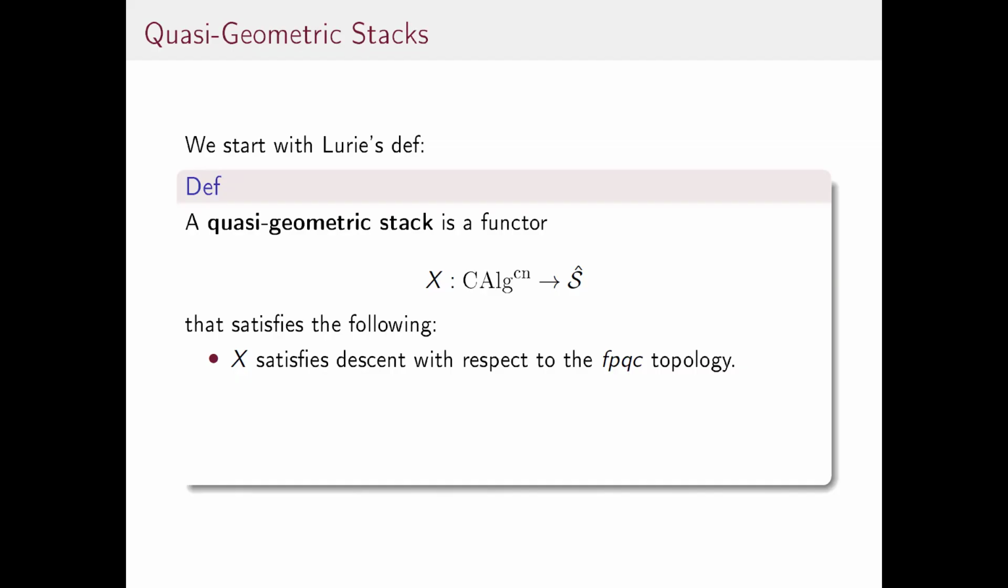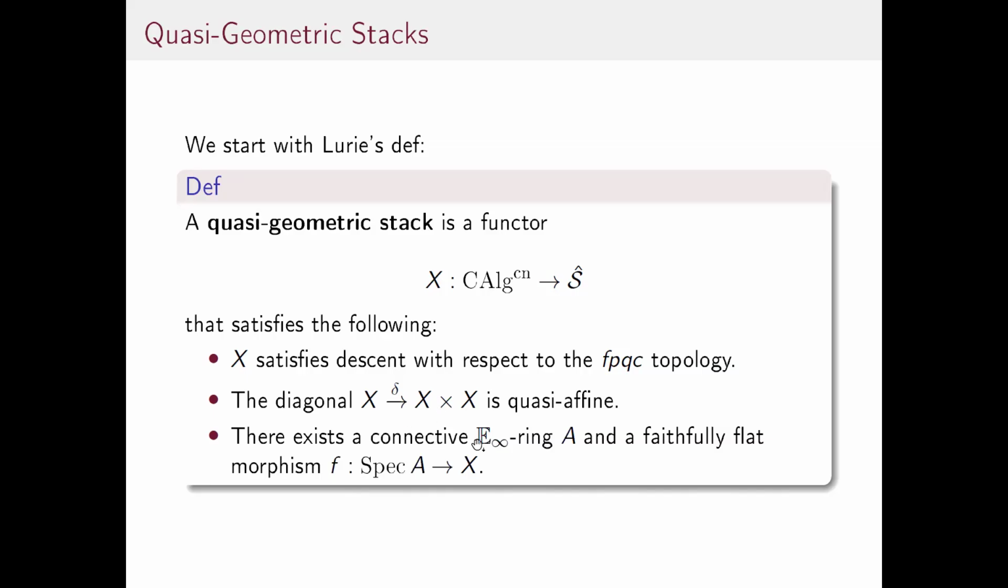So if you have an open cover U_i to X, and then you take the induced morphism, that is the disjoint union of U_i to X, it is faithfully flat and quasi-compact. So that is FPQC: faithfully flat, finitely presented, and QC is quasi-compact. And then the diagonal is quasi-affine, and then there exists a connective infinity ring A and a faithfully flat morphism from spec A to X.